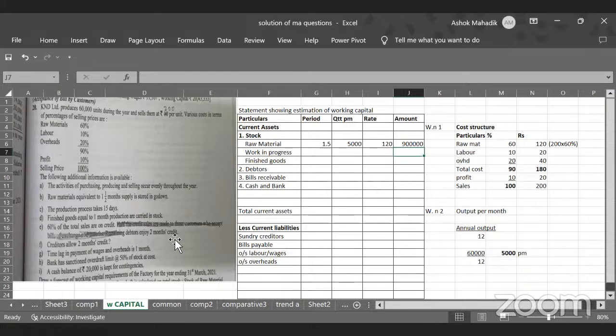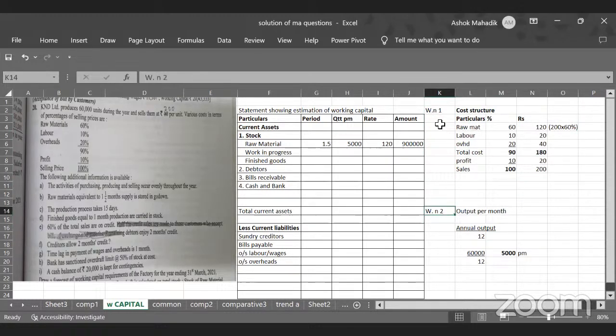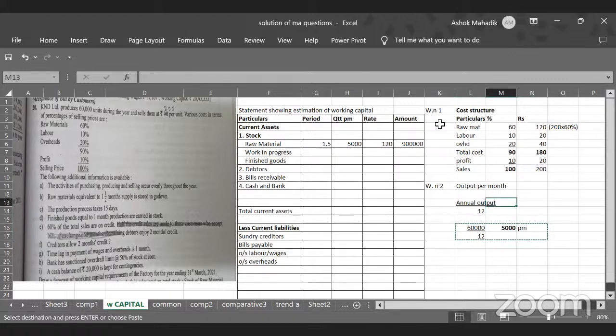Now next, the production process takes 15 days. But before I teach you WIP, I'll first teach you how to calculate or solve finished goods. There is some reason behind why I'm taking finished goods first. I'll just shift all the working notes a little bit above. So, as I told you, we'll come back to adjustment C later on, after D. First, I'll complete D, then I'll come back to C.